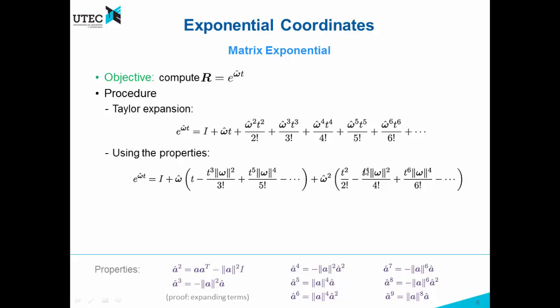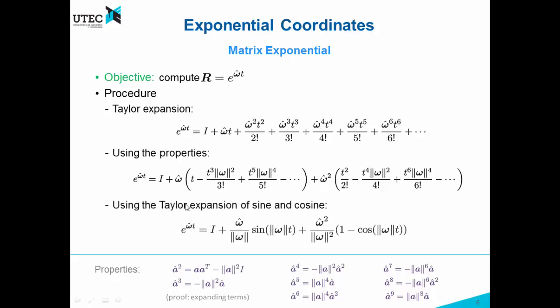Also here, I have 4, 4, I need 4. I have 6, 6, I need 6. So I need omega squared here, and so I will divide also this by omega squared. That's why you have here divided by omega and divided by omega squared. And this is the expansion of the sine, and this is the expansion of the cosine. Actually, this is 1 minus the cosine. So at the end, you get this expansion of the Taylor series as a function of sines and cosines.